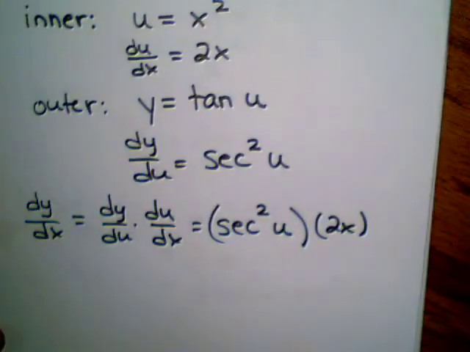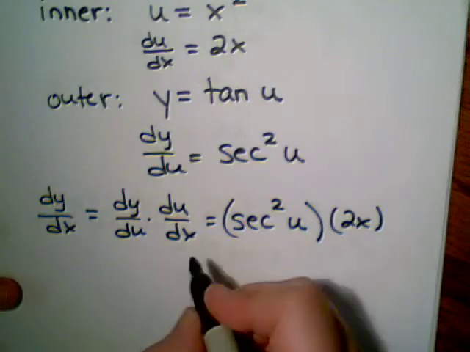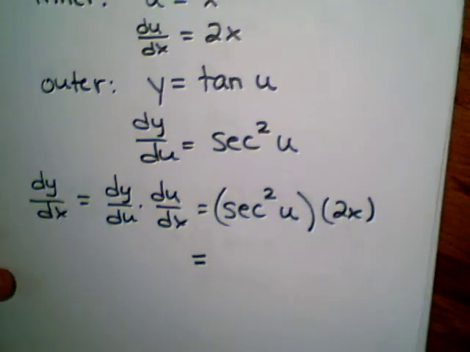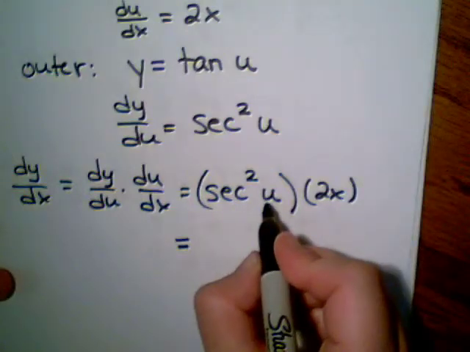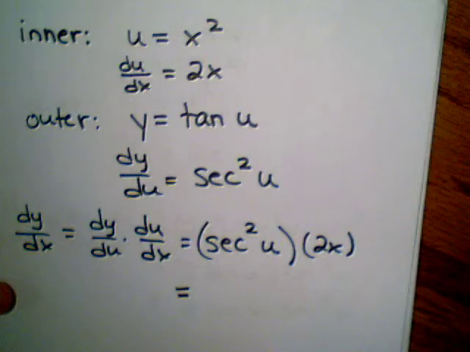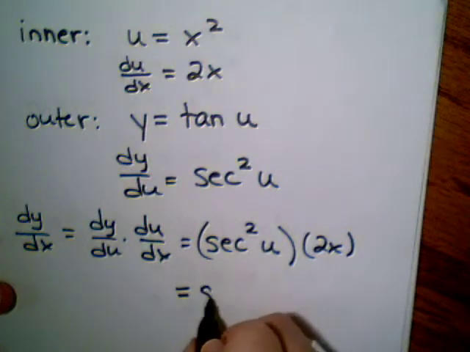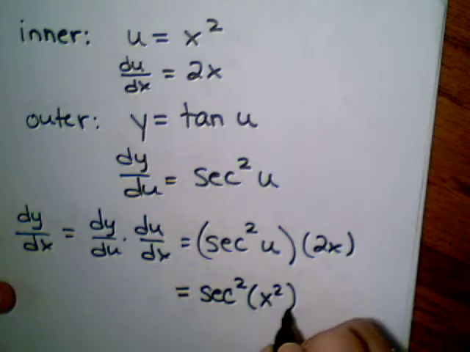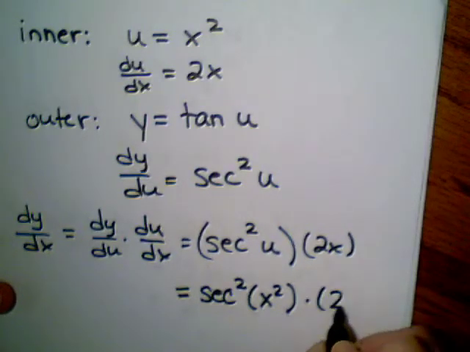Excuse me, I got out of the peripheral vision of the camera. And simplifying this, secant squared of u, we go back to how u was defined. U is x squared. So we need to write down secant squared of x squared, the whole thing multiplied by 2x.